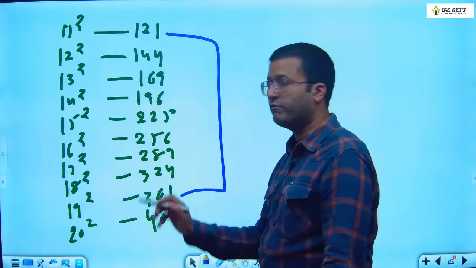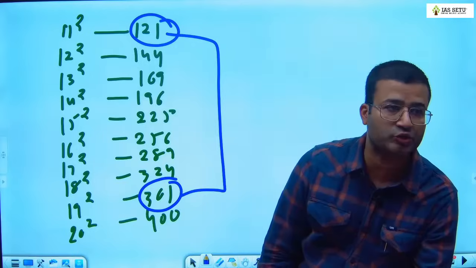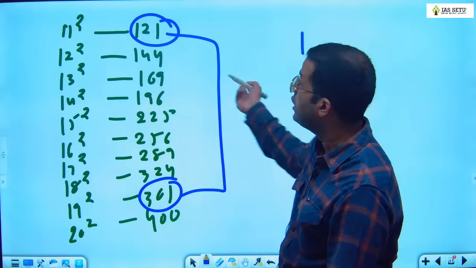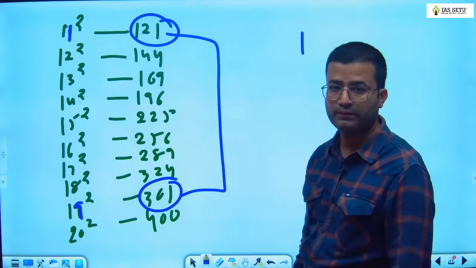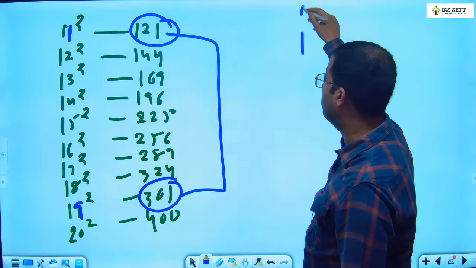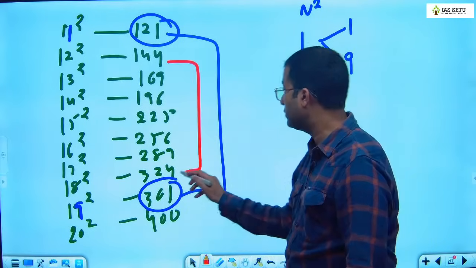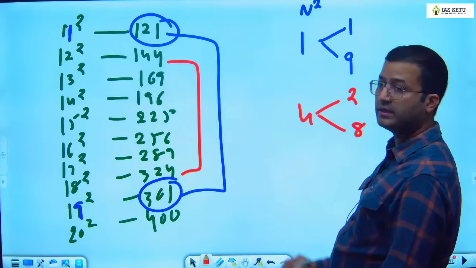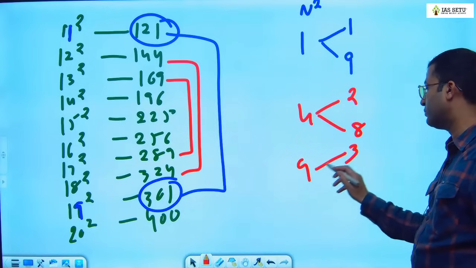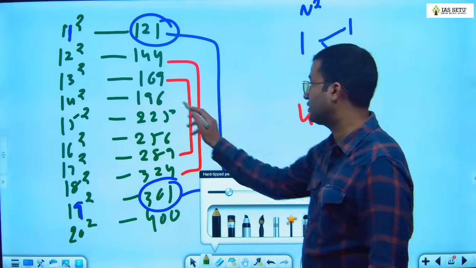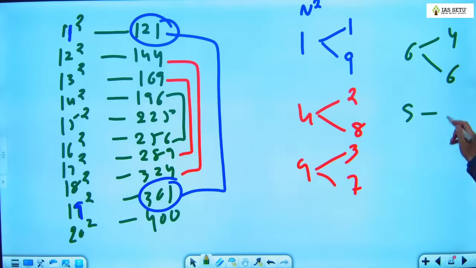Can you see 1 and 1? It is a perfect square number. My observation: in a perfect square number, if the unit digit is 1, in the square root of that number you have 1 or 9. No other possibility. When in a perfect square number you have 1, we have two possibilities, 1 and 9. When it is 4, then you have two possibilities, 2 and 8. When it is 9, you have two possibilities, 3 and 7. When it is 6, then you have two possibilities, 4 or 6. When it is 5, no other possibility, 5 only.